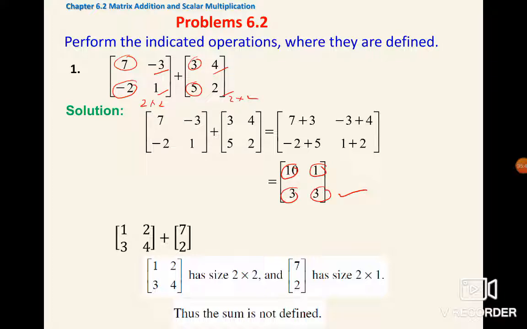That's it. So this cannot be added because the sizes are different. This is a matrix of size 2 by 2. This is a matrix of 2 by 1. You cannot add it.